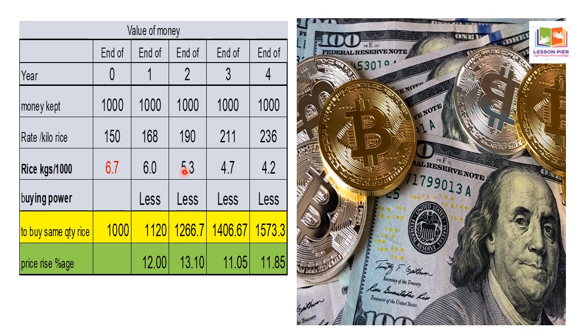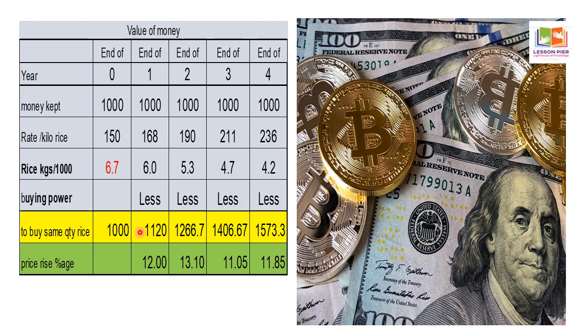Now at the end of year 1, we can buy the same commodity, 6 kilos for 1000, with this rate. At the end of year 2, with the same money and this rate, we can buy 5.3 kilos. And similarly, you see, we go down to 4.2 kilos with the prevailing rate at the end of year 4. Now, your buying power for the quantity of rice is going less and less every year with the same money.